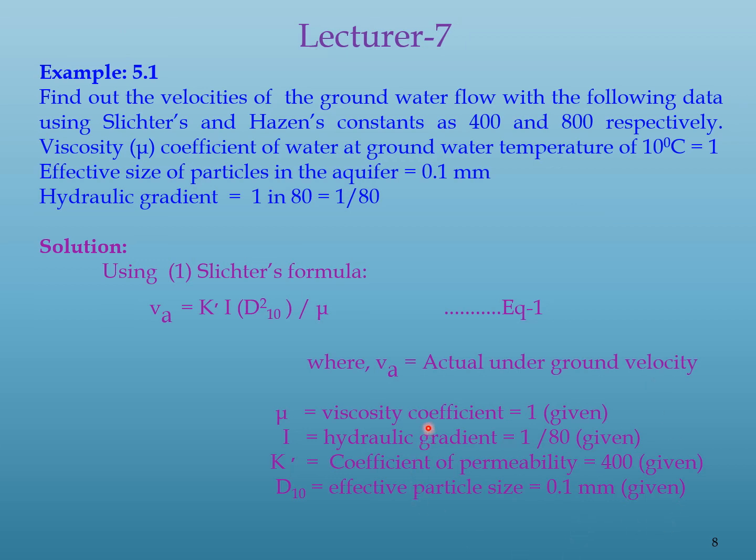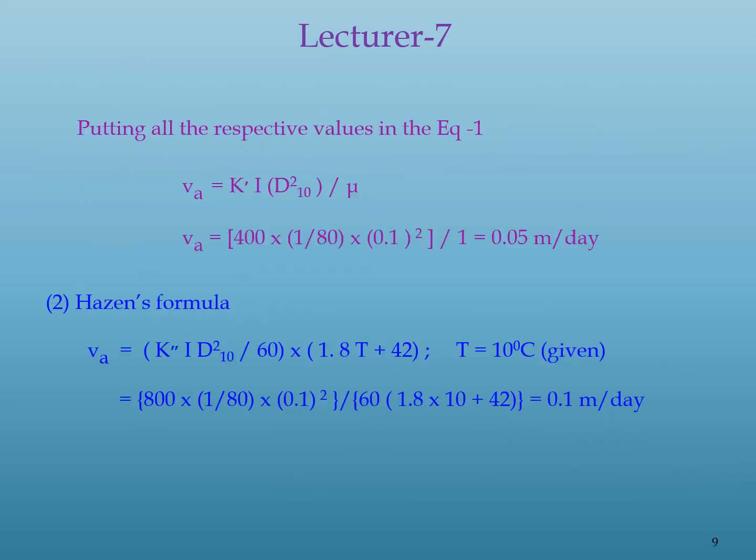If we replace all these values in equation 1, we can calculate the velocity according to Schlichter formula. Here this is the Schlichter formula, and we have just replaced these values in this equation which we got in our previous slide, and finally we get velocity Va equal to 0.05 meter per day.